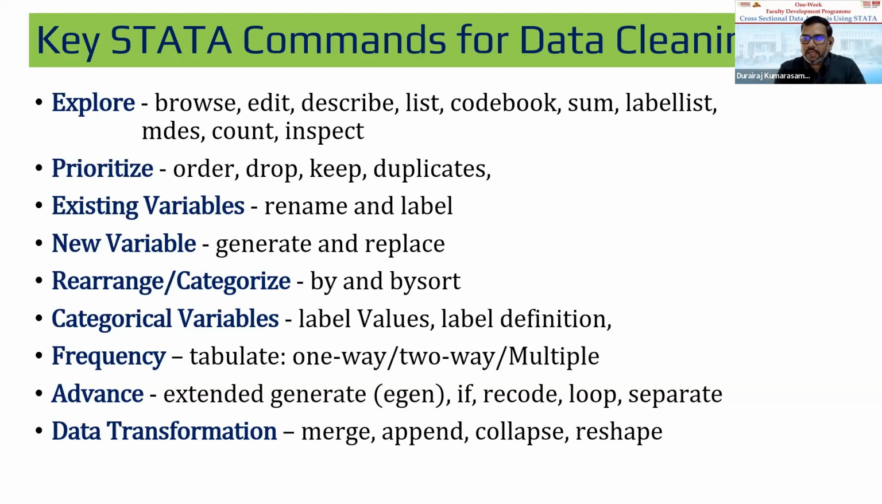Then sum is the summary statistics. The label list helps you to understand the category and category information. The mdesc is investigating the missing values in each variable. The inspect also does the same. So there are different packages also available to investigate the missing data. mvpatterns is also there, missing value patterns. That also will show you graphically how the missing values are across all the variables.